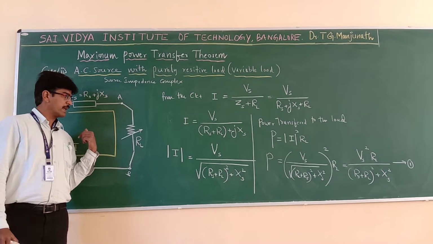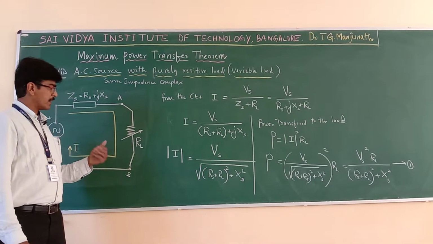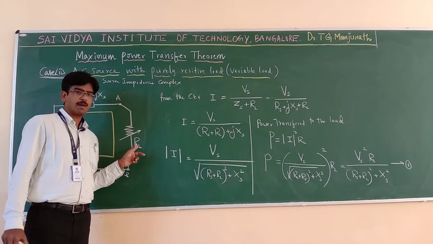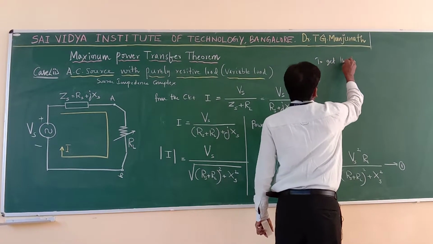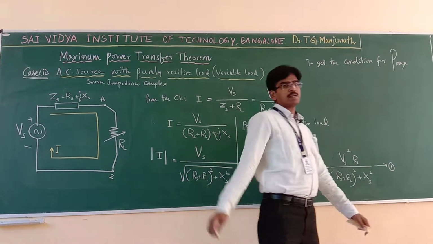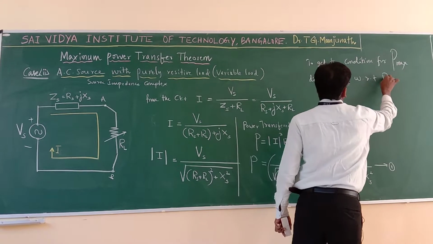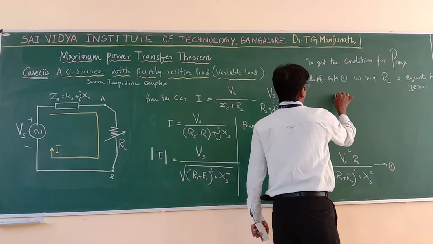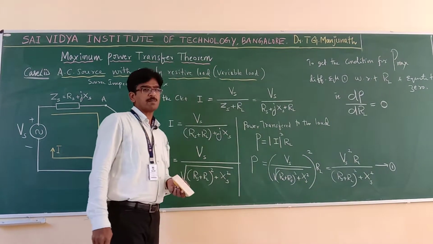But my intention is to find the maximum power transfer. We just got the power equation, but my intention is to get the condition for maximum power transfer. Then what should I do? I have to differentiate this equation with respect to the variable, that is RL, and then equate it to 0. To get the condition for P max, differentiate equation 1 with respect to RL and equate to 0. That is, dP by dRL must be 0 is the condition for maximum power transfer.